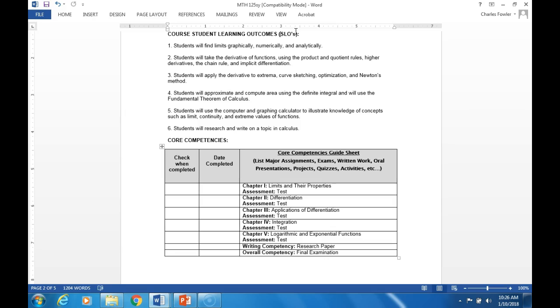Again, someone else did this syllabus, so I left it in there. If you have one, you'll be using it, okay? And it might help you see those things a little bit better, but we'll be using the illustrations from the text to show you the same thing. All right. Students will research and write on a topic in calculus. We'll talk about that next. So that's the research paper, and then we will have a final examination.